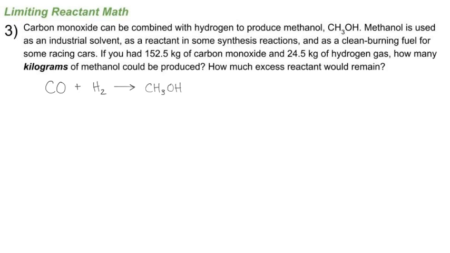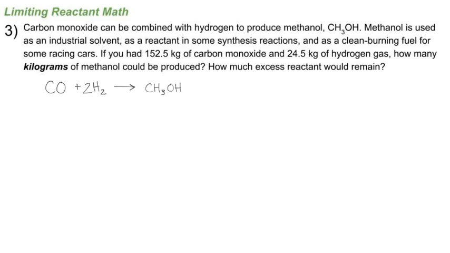on each side, but that my hydrogen is out of balance. I have 4 hydrogens on my product side and only 2 on my reactant side, so I'm going to double my H2. So 1 carbon monoxide and 2 hydrogens give me 1 methanol, and there's my balanced reaction.